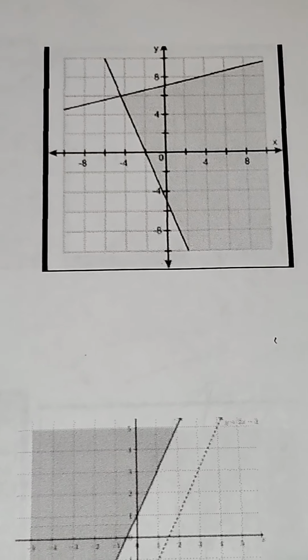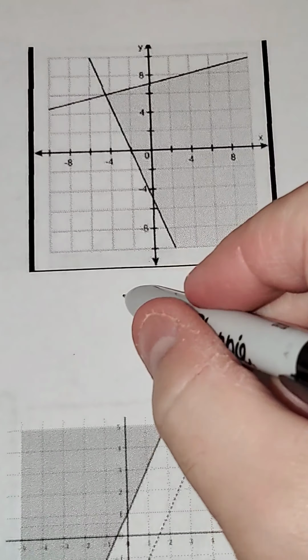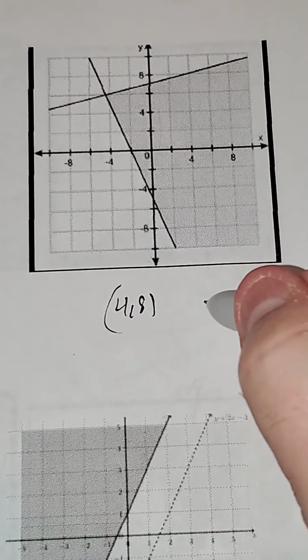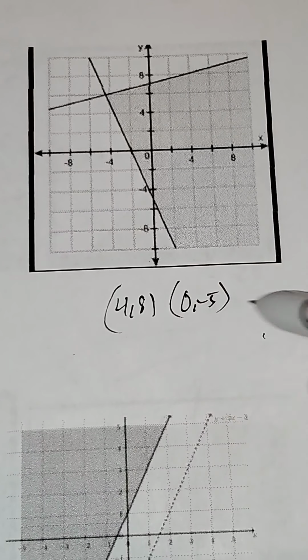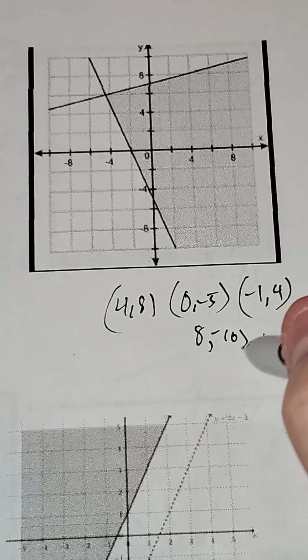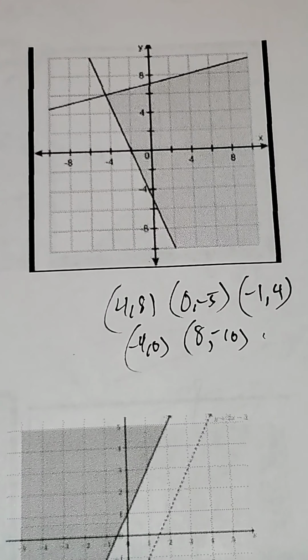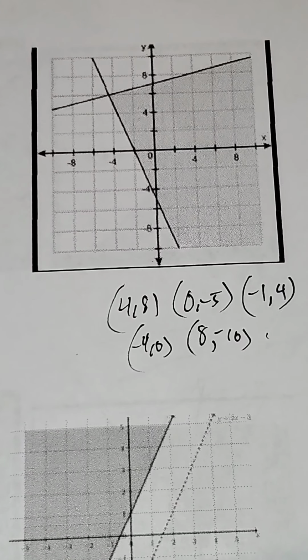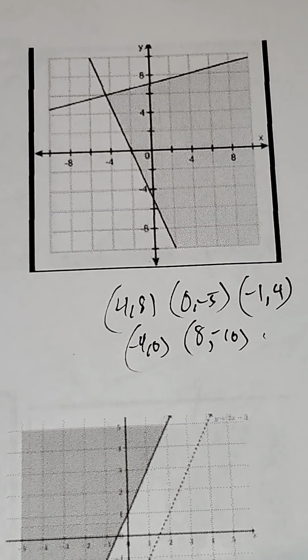I'm going to give you, again, 4 or 5 points, and you have to determine which ones are indeed answers. Let's do (4, 8), and let's do, I don't know, (0, -5). Let's do (-1, 4). How about (8, -10)? And how about one more? Let's do (-4, 0). Stop the video. Check these 5 points to see which ones they might be. In about 3 seconds, I'm going to go ahead and give you the answers.